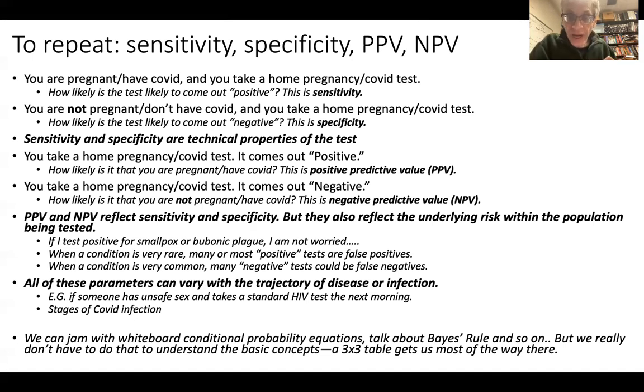If a condition is very, very rare, most of the positives, or many of the positives, are going to be false positives. The PPV is going to be low for a lot of rare conditions. When a condition is very common, a lot of the negative tests are going to be false negatives. I should say that the PPV and the NPV and the sensitivity and the specificity can actually vary with the trajectory of the disease or the infection that you have, for example, for thinking about COVID. So, for example, suppose I go out and have unsafe sex, and then the next morning I take a standard HIV test. In other words, I've just triggered many of the people watching this video under the age of 35.